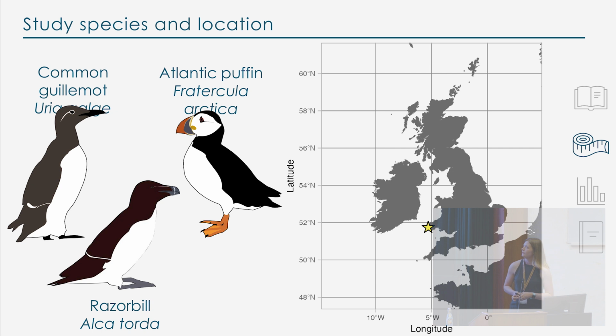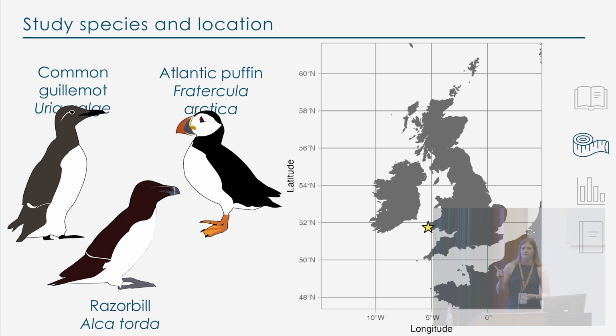So to do this, I'm looking at the impacts of storms on these three species: common guillemots, Atlantic puffins, and razorbills. These three species are good for looking at the impacts of storms on seabirds, because they're quite closely related, but they have some differences in their morphology, breeding strategy, and wintering strategy, so they're good for comparing and contrasting storm impacts among species, and they're also quite frequently found among seabird wrecks.